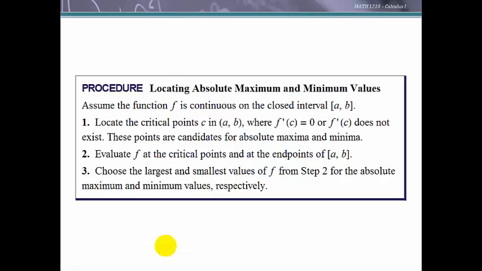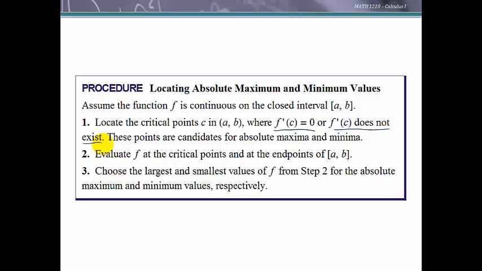So our procedure for locating the absolute maxes or mins, we're going to have a function that is continuous on a closed interval. The extreme value theorem would apply then because we've met our conditions, that the function is continuous on a closed interval, so we're guaranteed to have an absolute max or a min. So how we go about finding them is we're going to locate all critical numbers c that are on the open interval from a to b where the derivative is 0 or the derivative doesn't exist. So on this interval, find these critical numbers. These will be the candidates for the absolute maxes or mins.